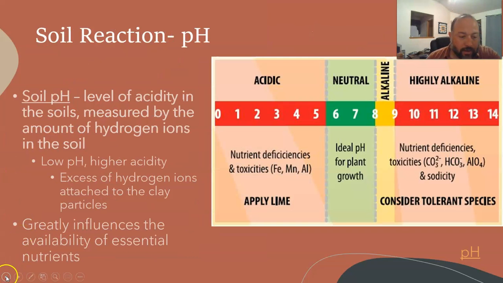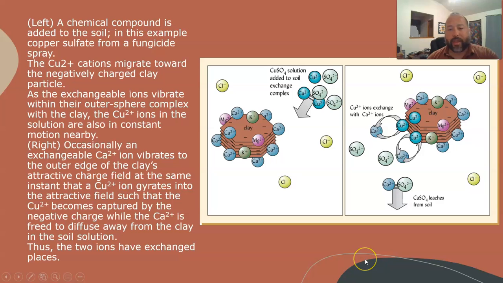There we go. So here's another look at it in a more basic diagram. You've got the sheets of clay, that hexagonal stop sign shape, and I've got my sheets of clay. In this example, we're going to take a fungicide spray, which is copper sulfate. So there's our copper and our sulfate. And the copper cations are going to migrate towards the negatively charged clay.